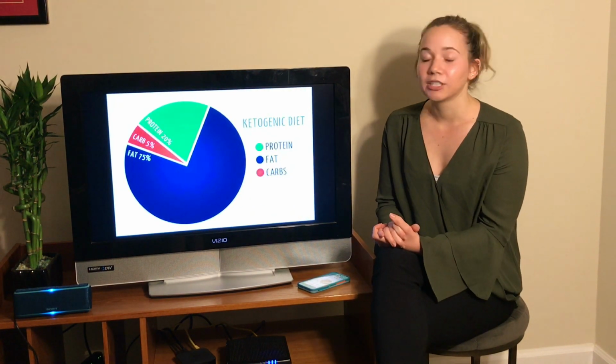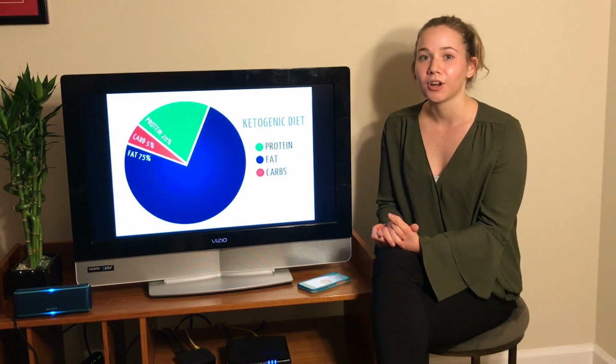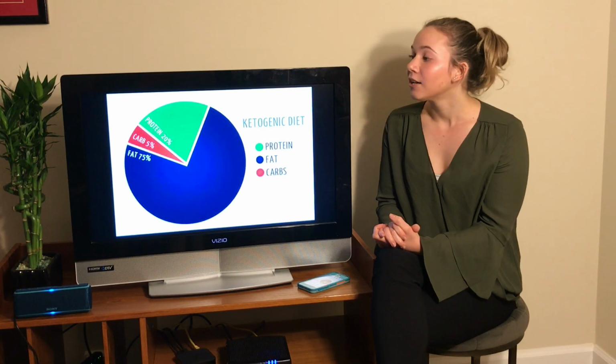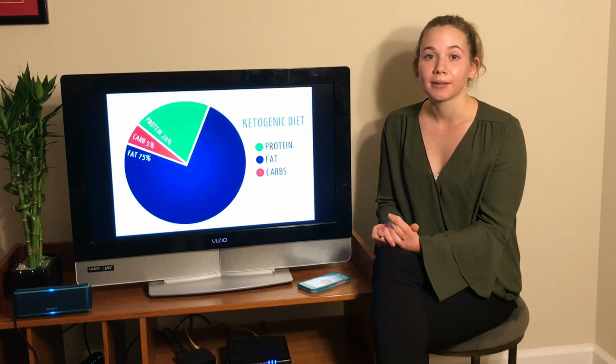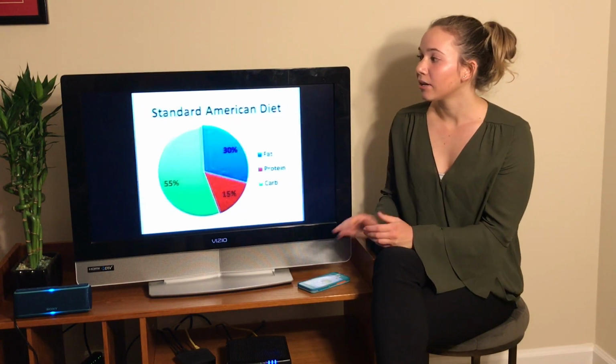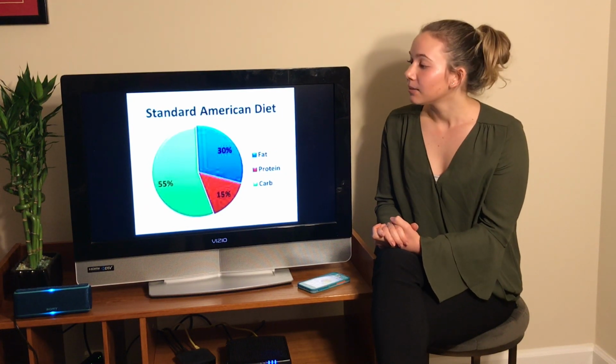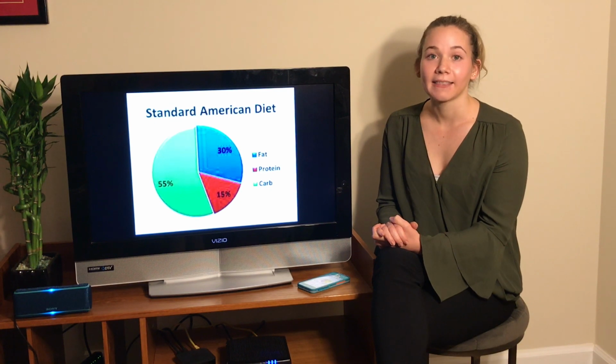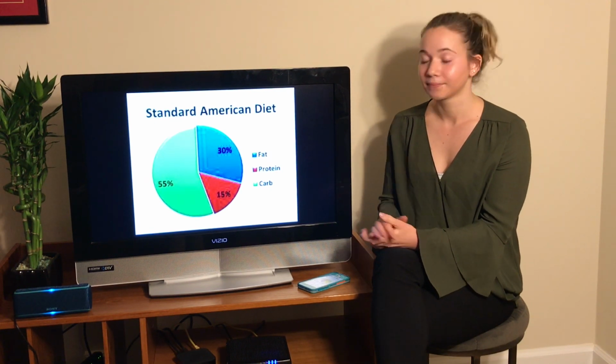So this is kind of a distribution of the macronutrients when you're on a ketogenic diet. Your diet will consist of 75% fat, 5% carb, and 20% protein. And then this is how it compares to a typical diet. In a typical American diet, you'll have 55% from carbs, 30% fat, and then 15% protein.